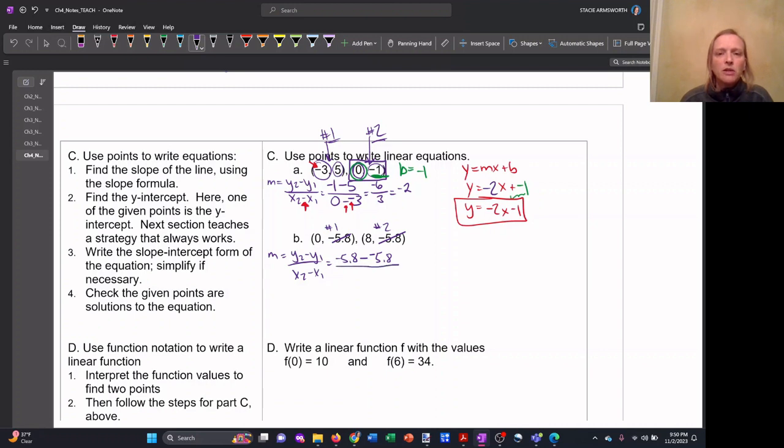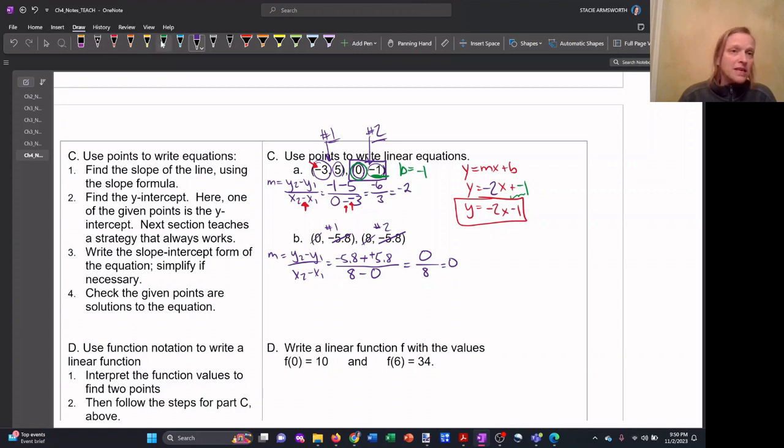And in the denominator, I'm going to do my x2, which is 8, minus x1, which is 0. Remember that subtracting a negative is like adding a positive. So up top, I have a 0, and on the bottom, I have 8. So my slope for this equation is 0.